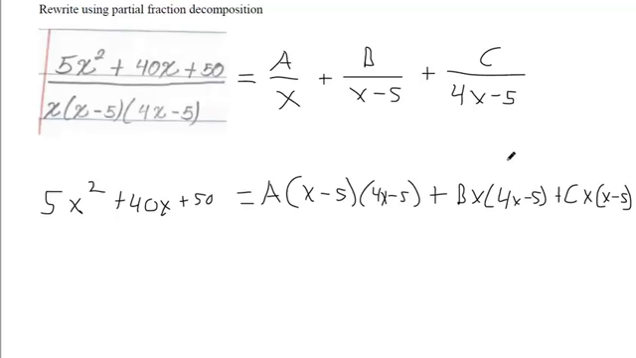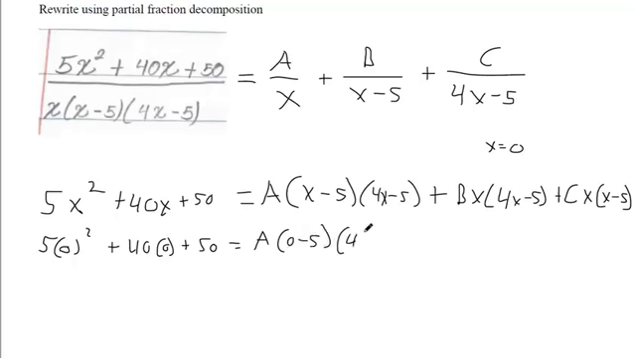equation much simpler. I'm going to start with x equals 0 because I know x equals 0 gets rid of this entire term because 0 times anything is going to be 0. And it gets rid of this term. It leaves me with just one of those letters, the letter A. So if I was to plug in 0 everywhere, including on the left side, then I get A times 0 minus 5 times 4 times 0 minus 5.